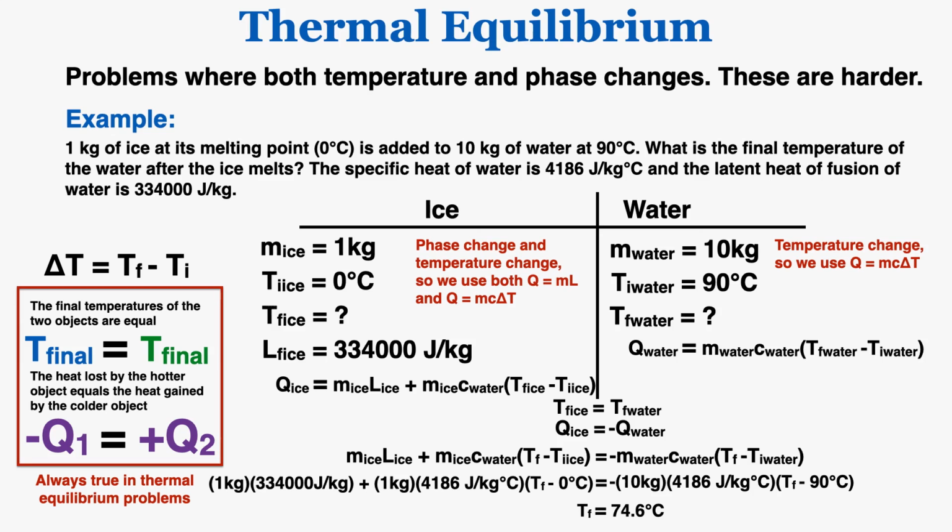So if you take 1 kilogram of ice at 0 degrees Celsius and drop it into 10 kilograms of water at 90 degrees Celsius and allow the ice to completely melt into the water, it is going to reach a final temperature of 74.6 degrees Celsius as a result of dropping in that ice. So that's how you do a thermal equilibrium problem when you're dealing with both a temperature and a phase change.